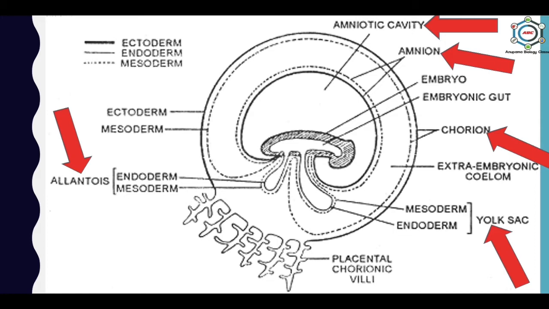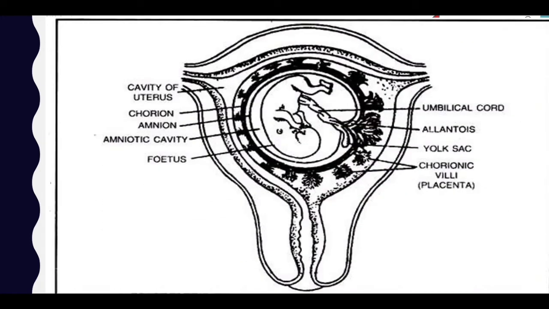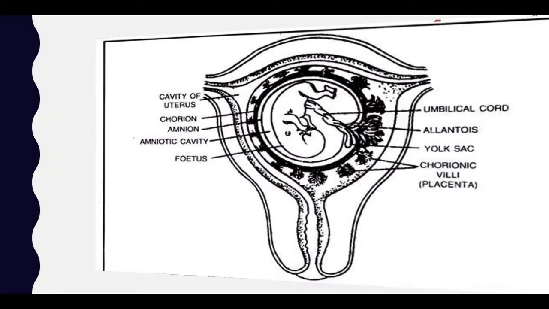After implantation, the endometrium undergoes profound changes and gets modified. This modified endometrium of the uterus is called the decidua, which you can see in this picture. This is the decidual stage.